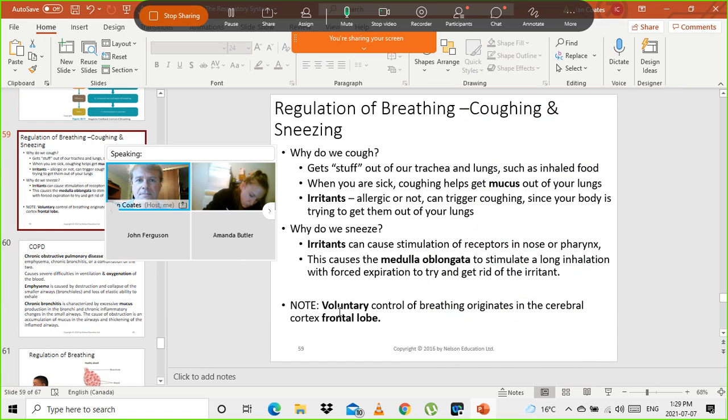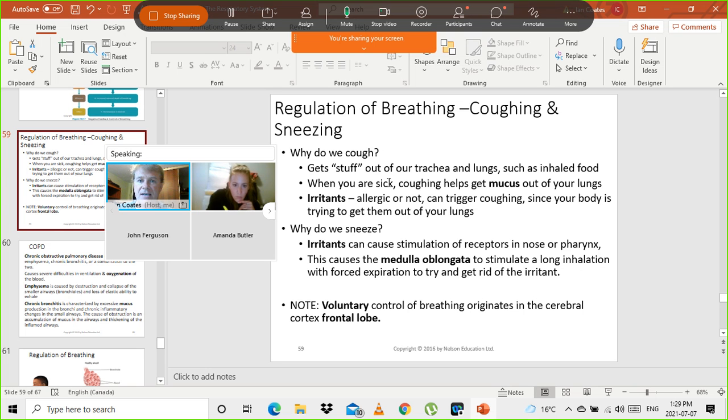What do we got here? Regulation of breathing, coughing, and sneezing. Why do we cough? All right, we get stuff in the trachea and lungs. The mucus can't get out. Irritants, allergies, big one there. If you have bad allergies to bee stings, peanuts, these kinds of things, boy, man, the airway, your trachea can just get blocked right off. That is a bad one. That's probably the number one problem there, that the swelling happens, so it blocks off the trachea.